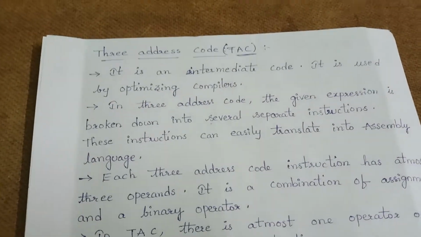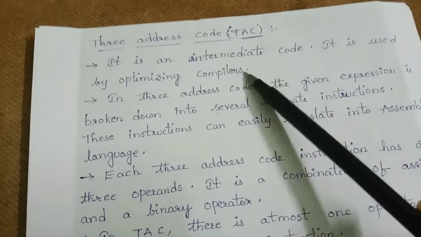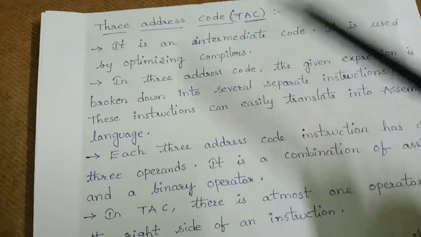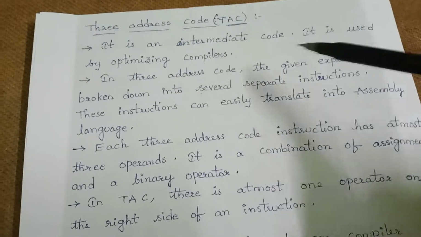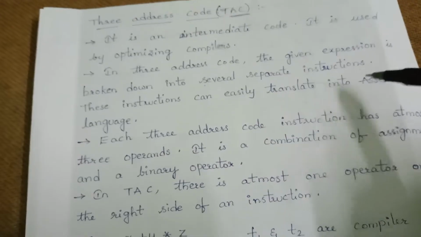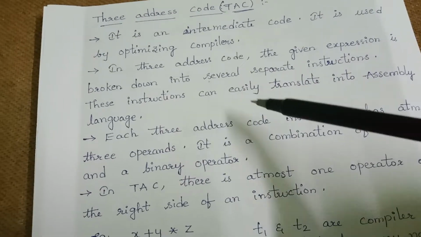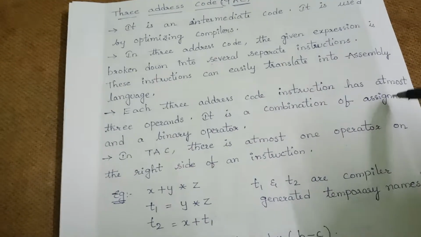And the next one is 3 address code. 3 address code is nothing but an intermediate code. It is used by optimizing compilers. In 3 address code, the given expression is broken down into several separate instructions. These instructions can easily translate into assembly level language.